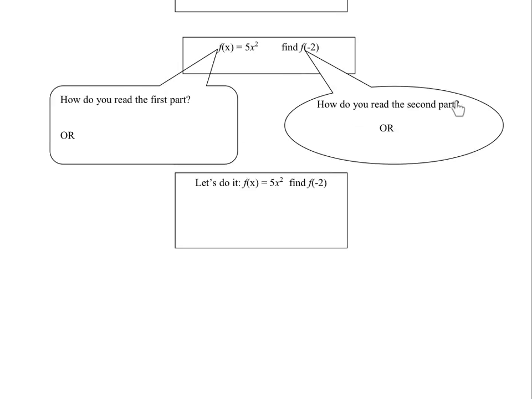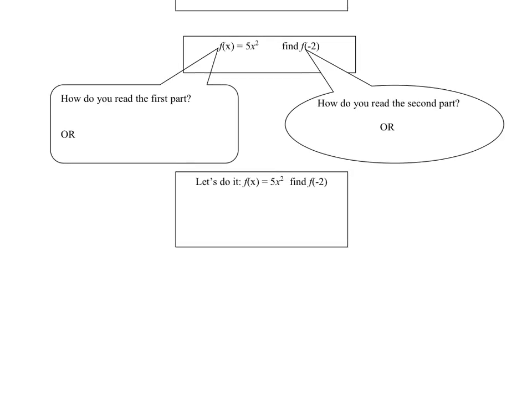Then how do you read the second part? You can say find f of negative 2, or I can say find the value of the function when x is negative 2, all right? So now, when you go to do it, I'll do this with you. You are putting that negative 2 right there in for x here and here. Now here, this is just a notation. That's all it's saying. I'm saying I'm going to put in negative 2, and then I'm going to do the work to see what I get out.